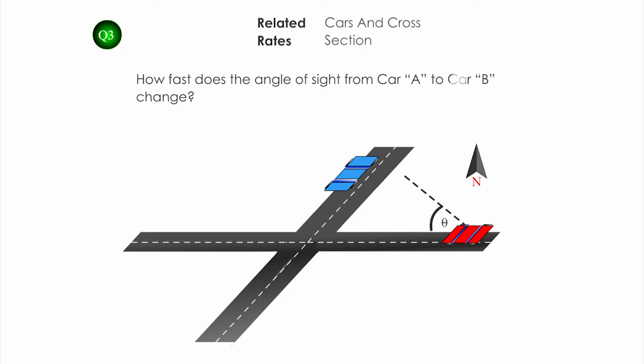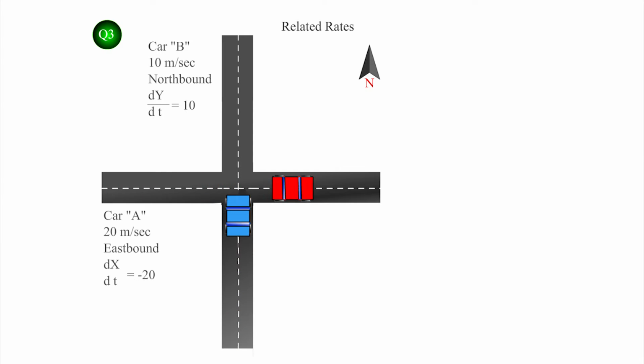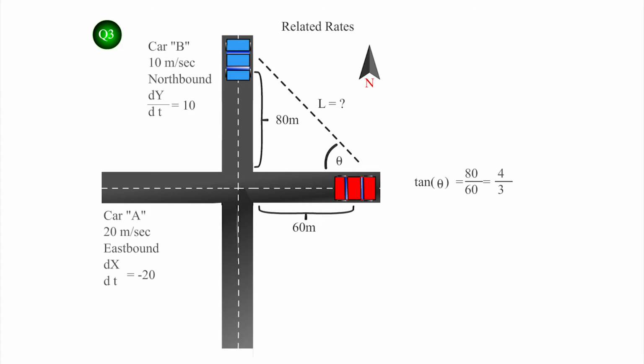Let's now look at part C of question 3. How fast does the angle of sight change from car A to car B? We must first find the relation equation. In this case, it is tangent. We know one side of the triangle is 80 meters and the other side is 60 meters. Therefore, tangent theta equals 80 over 60. This can then be simplified to tangent theta equals 4 over 3.